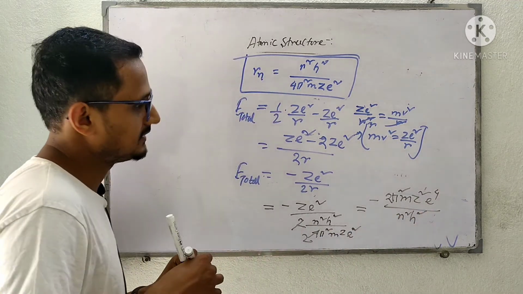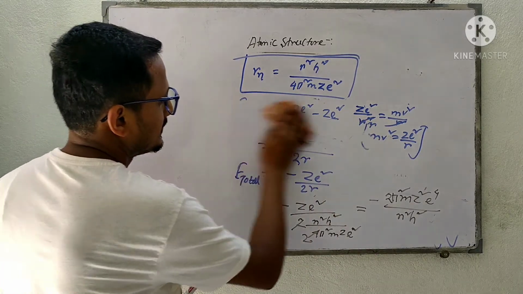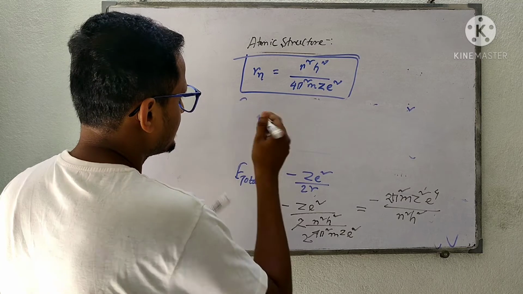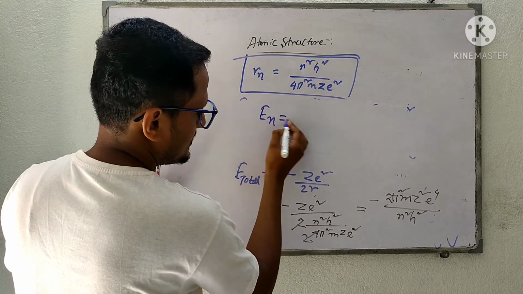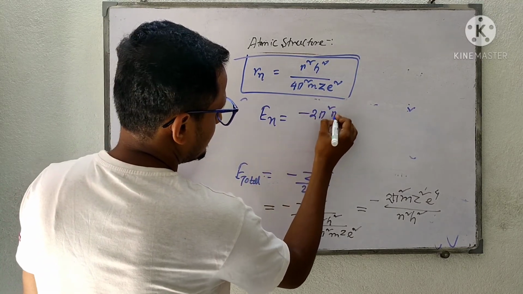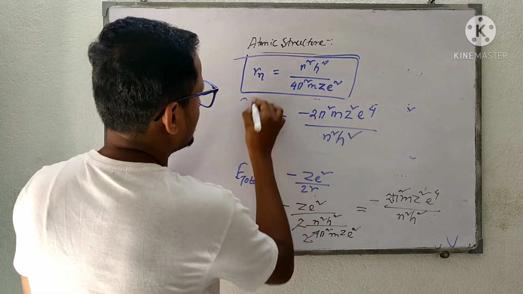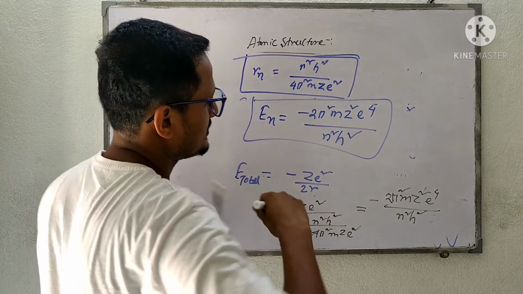So this is the overall energy of the electron which is rotating in the nth orbit: minus 2 pi square m z square e to the power 4 by n square h square. You can memorize these two formulas, and this is for the CGS unit.